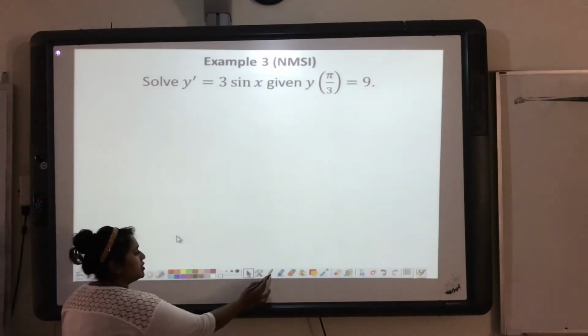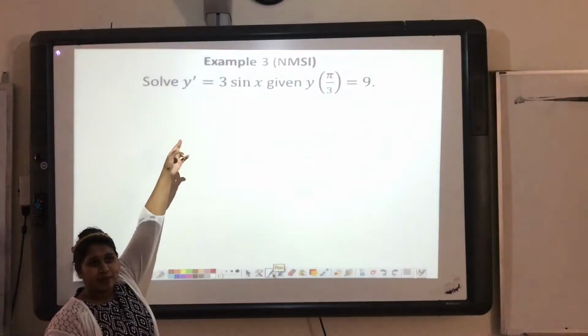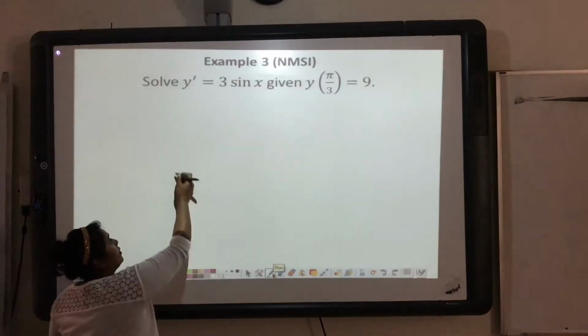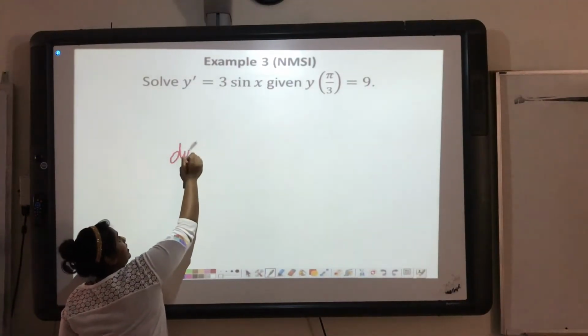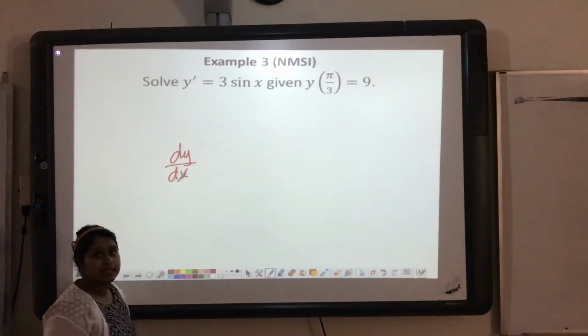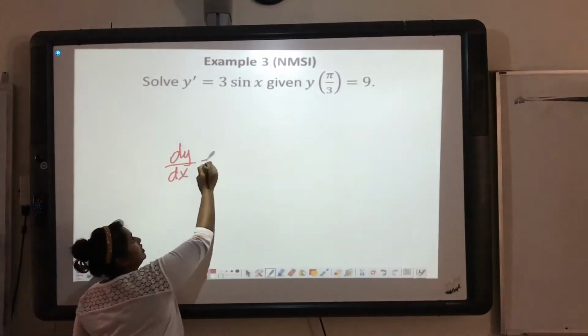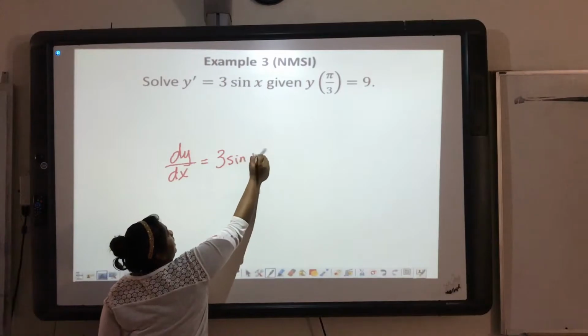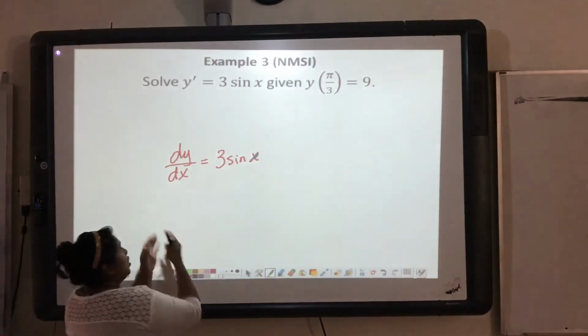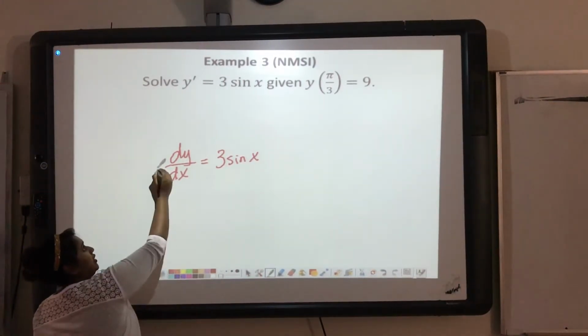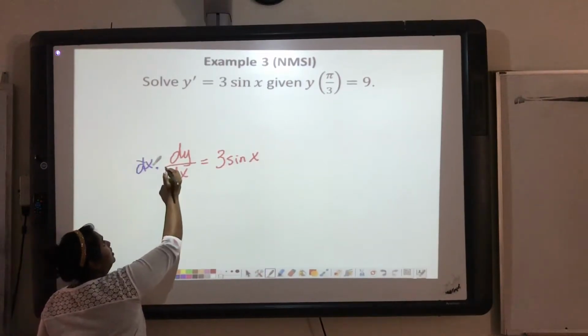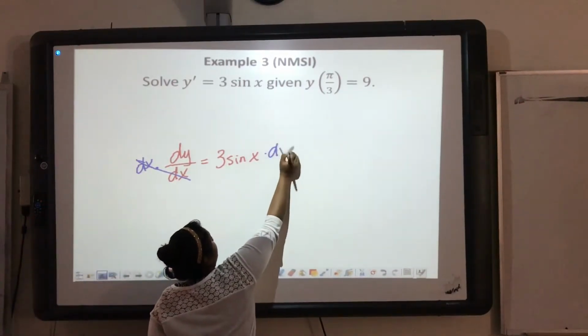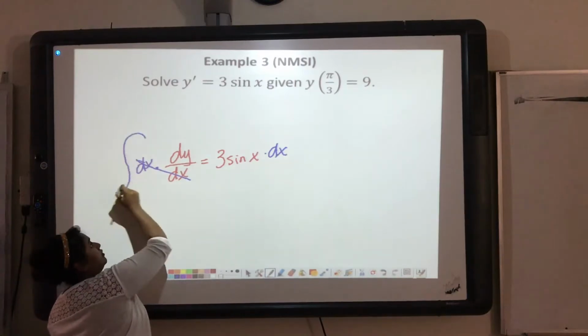Okay, here's another example, same thing. But this one says solve y prime. What is y prime? Well, y prime is simply what we know as dy dx, isn't it? So dy dx is now going to be equal to 3 sine x, and we do the exact same thing. We separate our variables. In this case, we got lucky. It's so easy. I just have my dx's, and then I integrate.